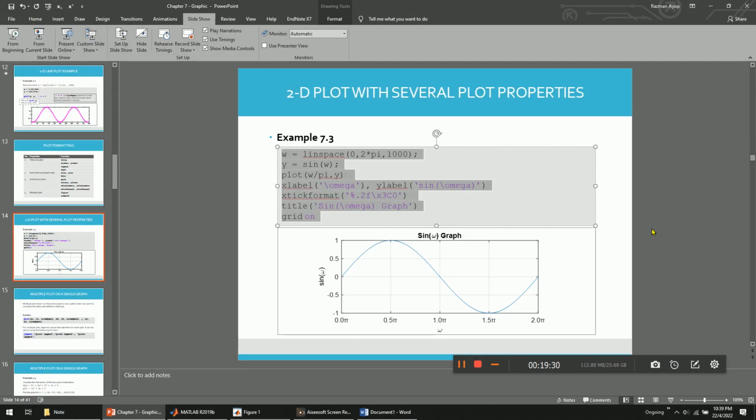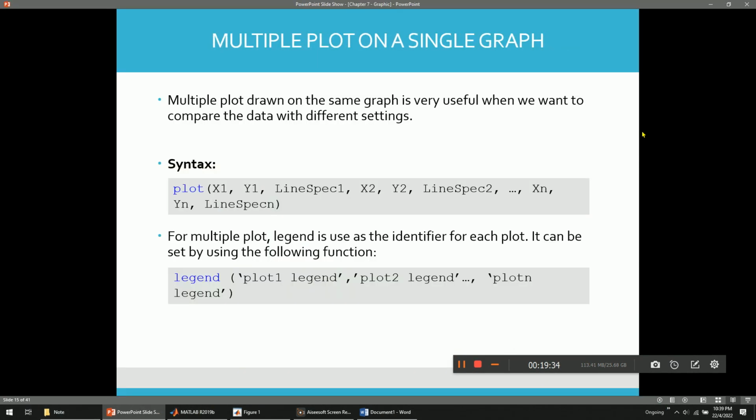Okay, so we continue. Multiple plots in a single graph. So maybe let's take a break.